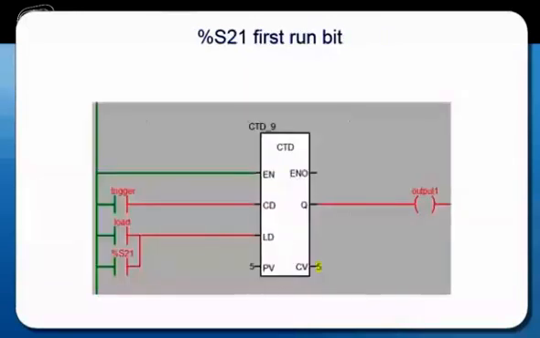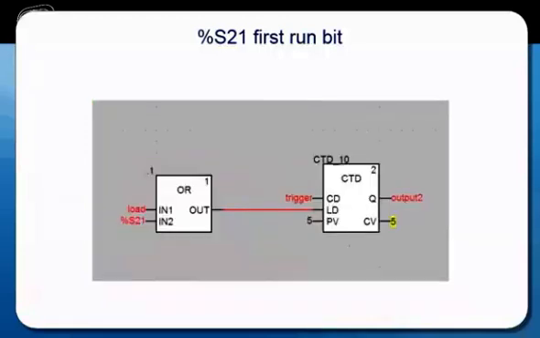Modify the countdown counter that you did earlier so that there is a contact in parallel with the load contact. Label this %S21 and then build and run the program. You will notice that when the program starts, the count value is loaded with the preset value and the output is off. This is because the first run bit is on for the first cycle, which is going to perform a load operation, and then off for the rest of the program. This is the countdown counter in function block using an OR gate.